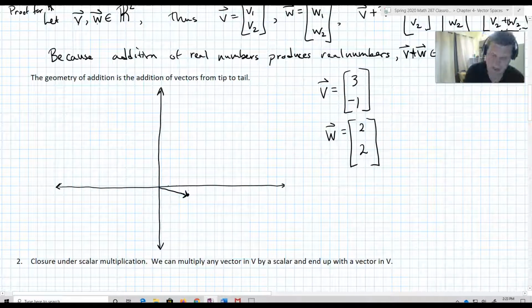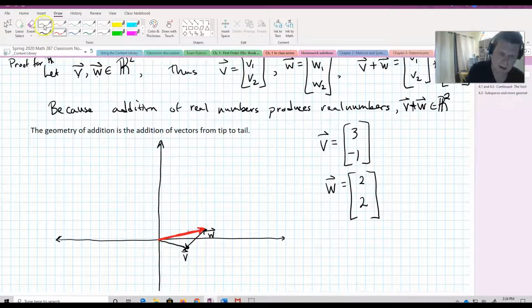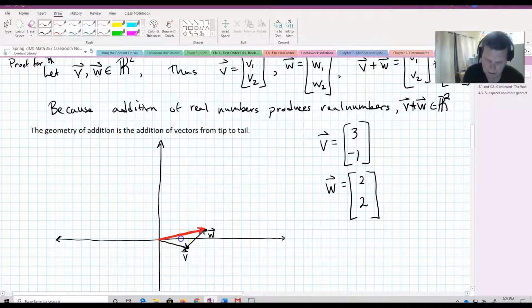Then what I'm going to do now is add w by going up 2 and over 2 from the end of v. So here's v, and then I added w to it, tip to tail. This resulting vector, we'll make it red, is the addition of my two vectors. What we can see is that it's (5, 1), and that is called v plus w.